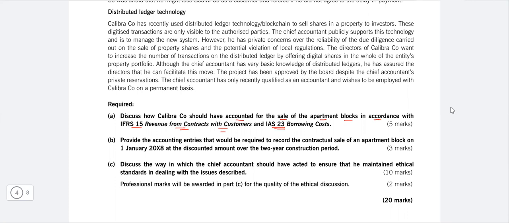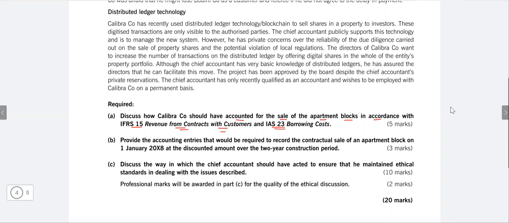And when you're reading a question, you can just brainstorm what you are supposed to write in the answer, so that when you are writing, all those relevant things are coming into your mind. There may be some questions in which the examiner is not going to tell you which standard is going to be applied. They just give you the requirement, such as advise the finance director how to deal with the particular transaction. In that case, you need to guess yourself which standard is going to be applied. But here, the good news is that you already know that we are going to apply IFRS 15 Revenue from Contracts with Customers and IAS 23 Borrowing Costs.